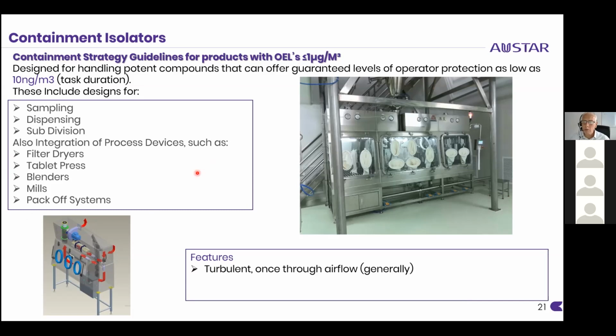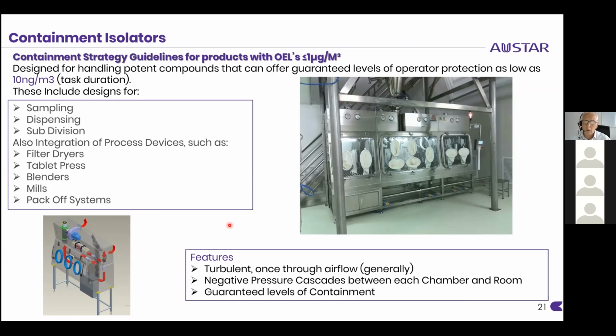Features generally: turbulent airflow, so it's one through airflow. Negative pressure cascade, so the dynamic barrier there is negative, so anything that's inside there is kept inside there. We have our physical barrier, which is the glass windows, and also the dynamic barrier, which is the negative pressure inside there. By having that design, we can guarantee the levels of containment. So if we say it is going to contain down to 10 nanograms, we would design it so it will do that, and also we've got the opportunity to be able to do the validation, which I will talk about later in the presentation.